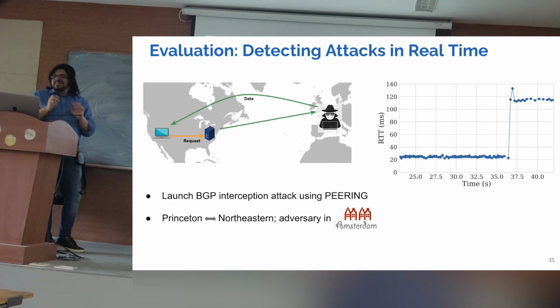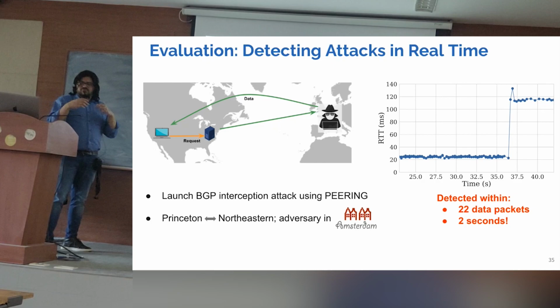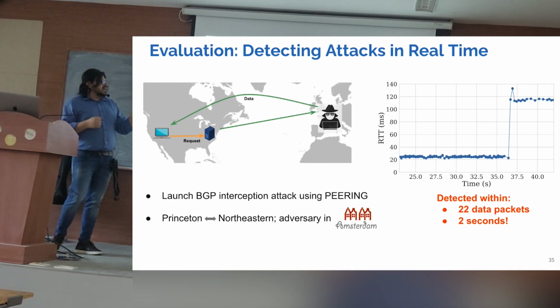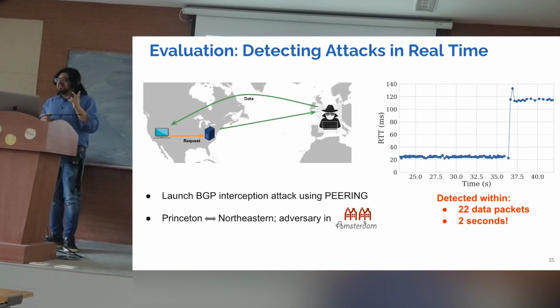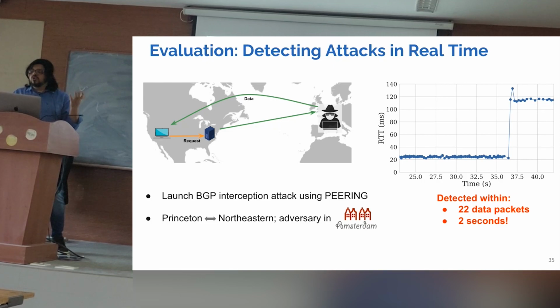And so we implemented a very simple change point detection algorithm within the switch itself that could detect this attack within 22 data packets and only within 2 seconds of the attack being launched. So you do not lose too many packets before you actually know that the attack has happened, and you stop it right then and there.